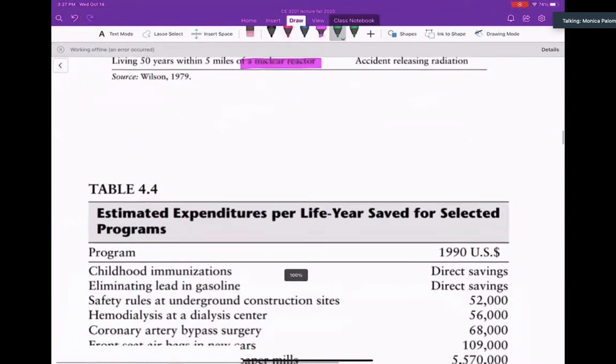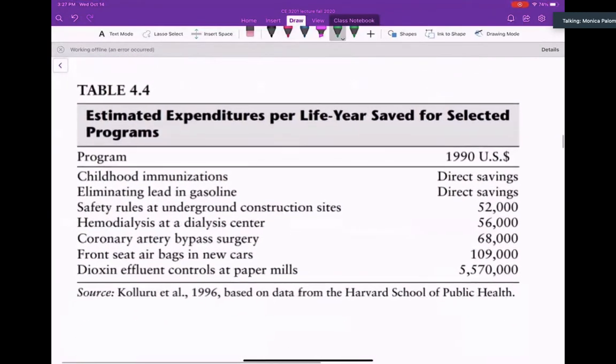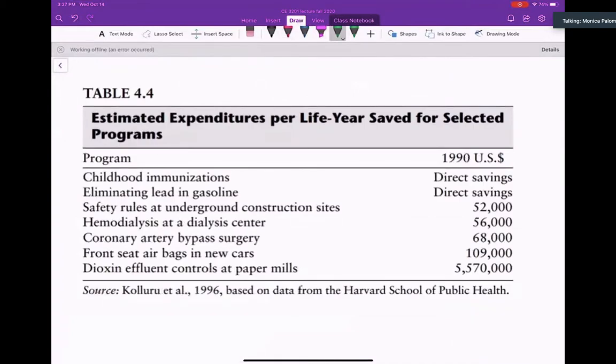Now, we also talk about looking into the information, the facts, and then deciding the resource allocation. Sometimes resource allocation helps us look into whether we should do something before it happens, or just pay the price. Immunizations are direct savings because they're done before anything. We don't want anybody to get sick, right? Better to just do immunizations.